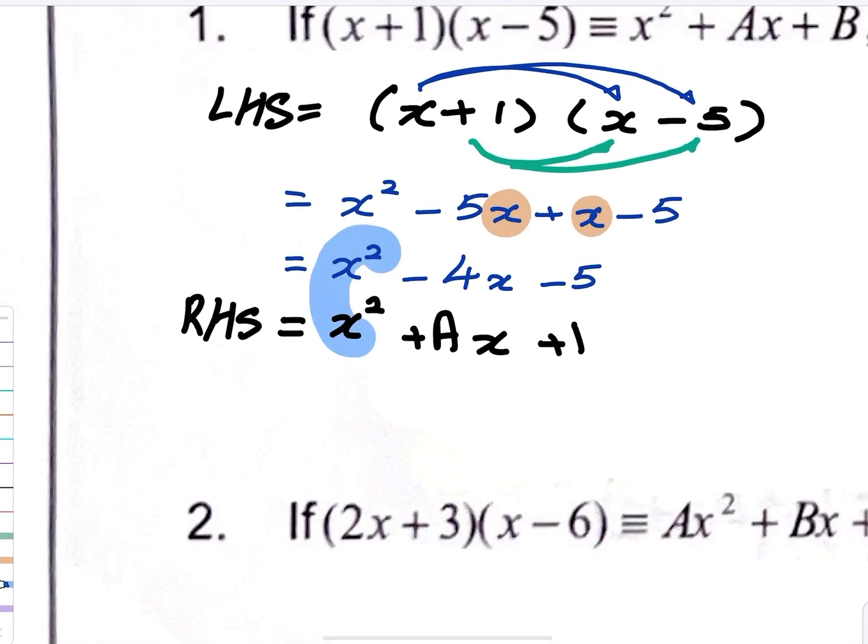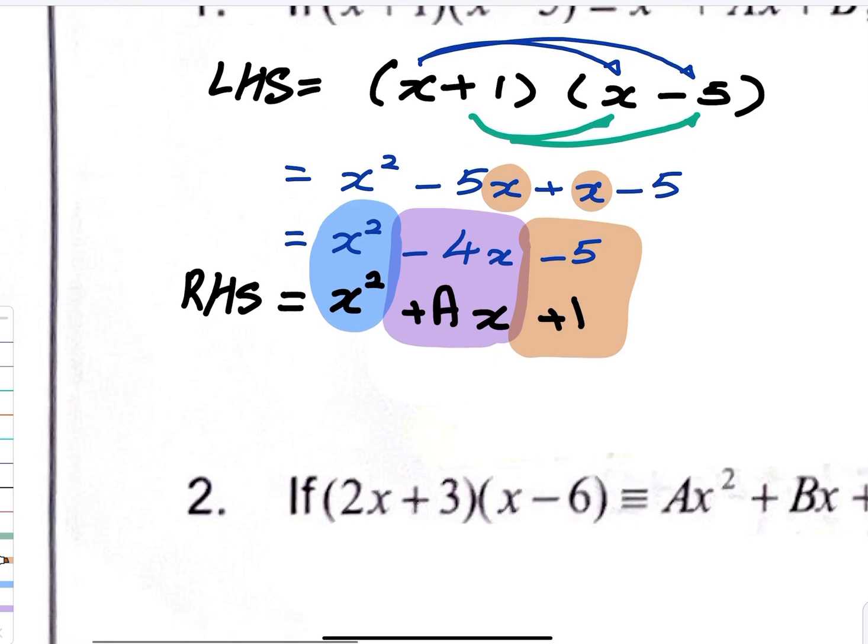So that means the things next to the x squared have to be totally the same. And the things next to the x have to be totally the same. And the things that have nothing, or what we call constants, have to be the same as well. Okay, now for x squared, they're already the same. Both of them just have 1. How about x? This is the -4, this is a.